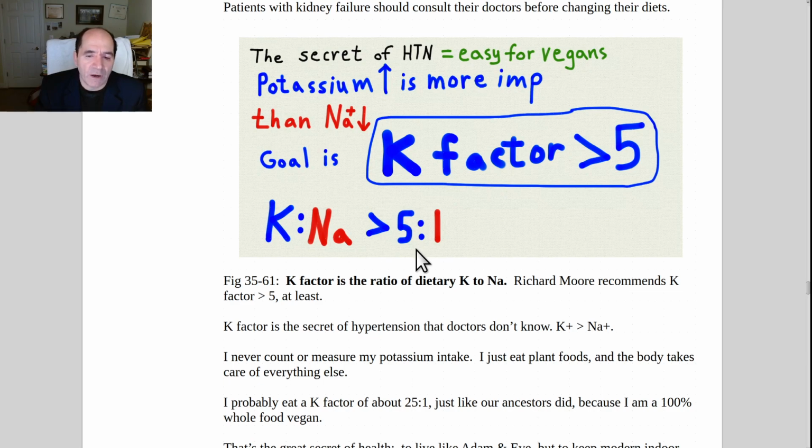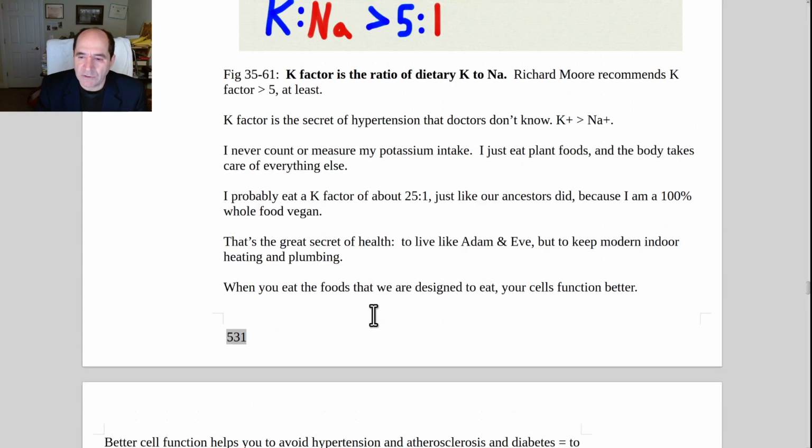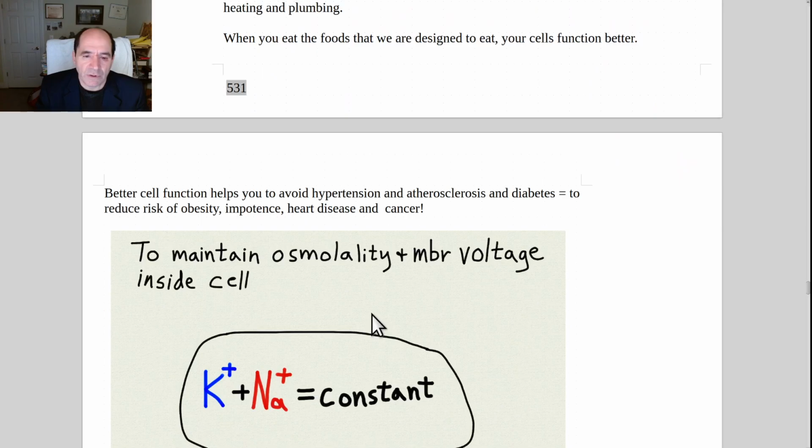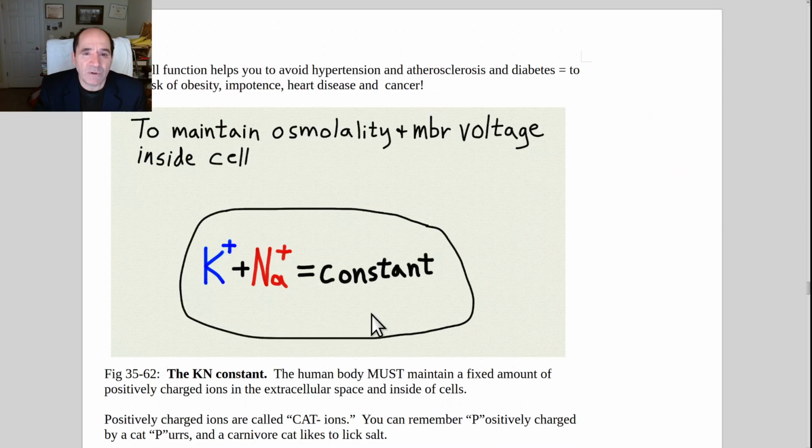But I'm saying if you eat 100% vegan, you'll end up eating a lot more than that. I probably eat about 25 to 1 potassium to sodium. Our kidneys are designed to excrete extra potassium. They're actually designed to conserve sodium. That's why it's hard to do things the other way around, like modern Americans do.